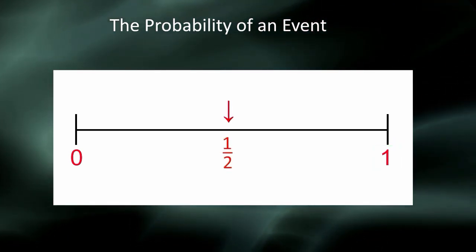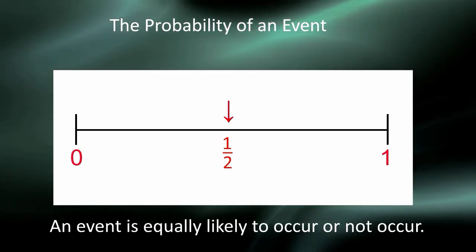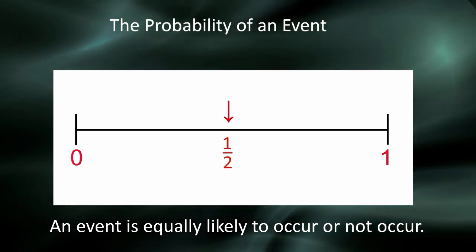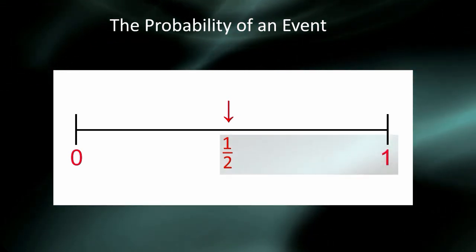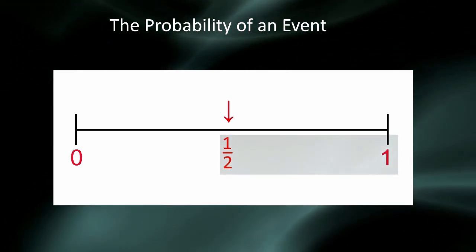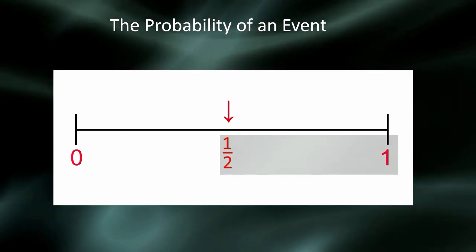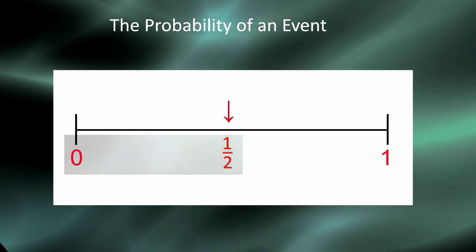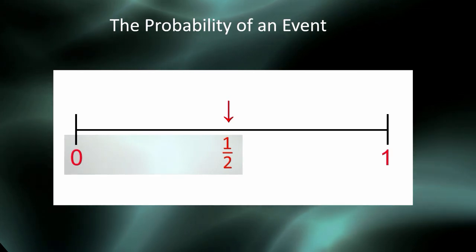In the middle, a probability of 1/2 indicates the event has a 50% chance of happening. In other words, the event is as likely to occur as not to occur. Any probability that is greater than 1/2 indicates that the event is more likely to occur than not to occur, and a probability that is below 1/2 indicates that the event is more likely not to occur than it is to occur.